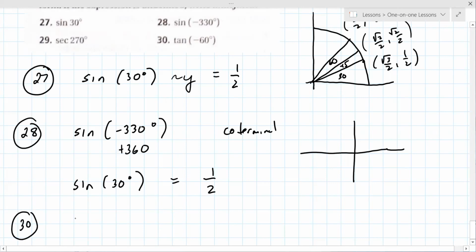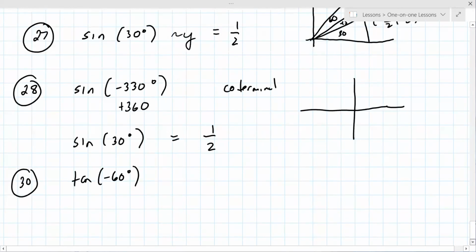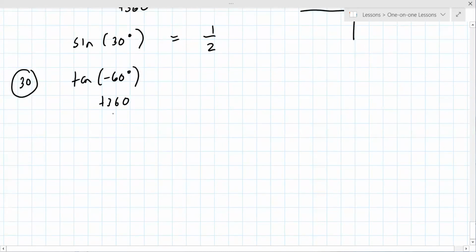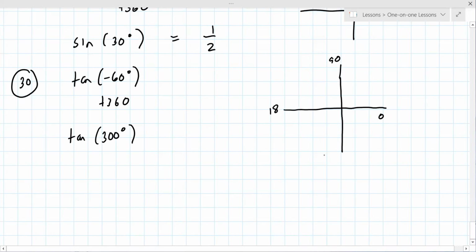Now we're going to do 30. We'll come back to 29. The tangent of minus 60, we're going to do the same thing. We add 360 to it, so this becomes the tangent of 300 degrees. Where is 300 degrees? 0, 90, 180, 270. So it's down here.